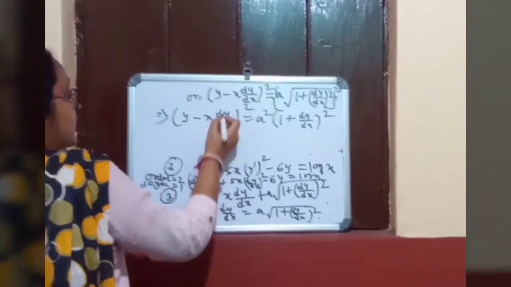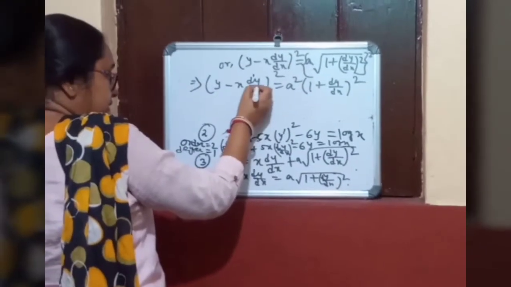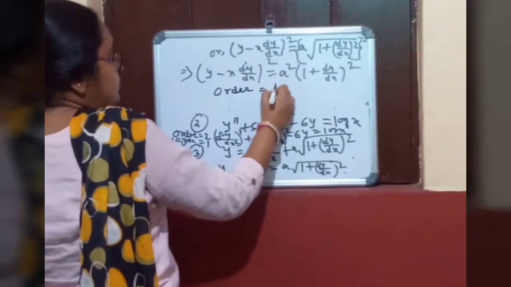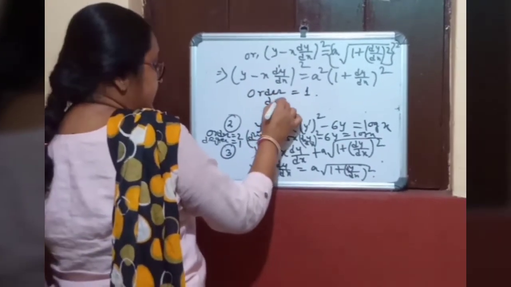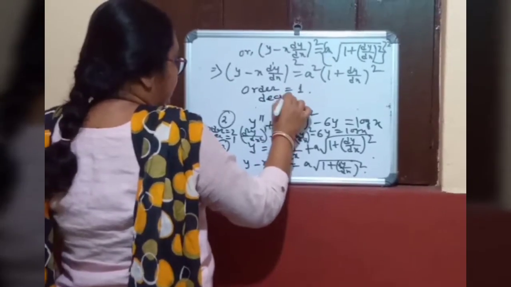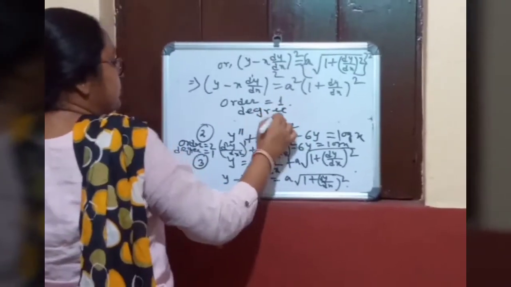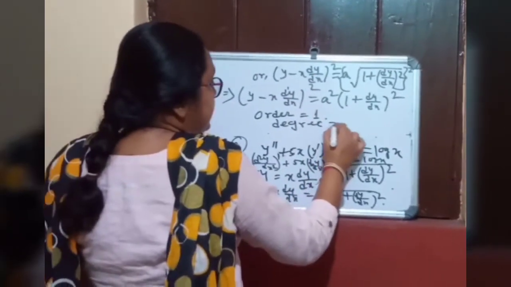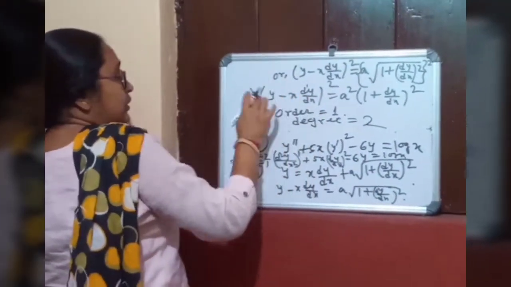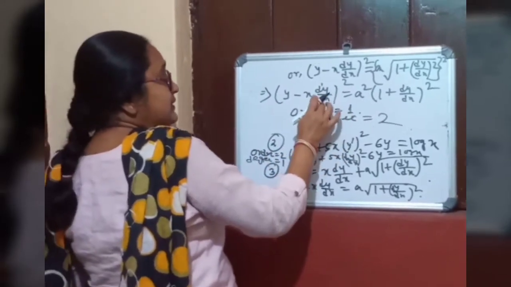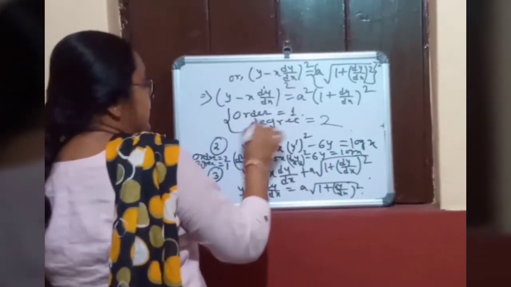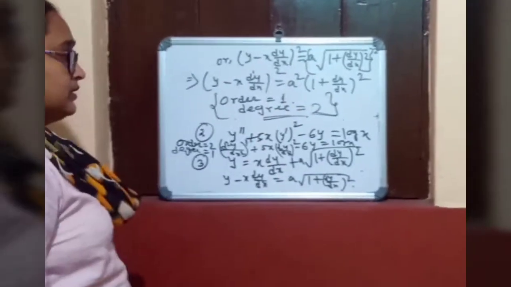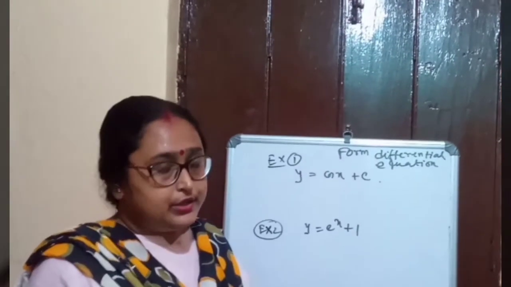Here the order is 1, that's why the order is 1. And what is the degree? Here the highest power is 2, that's why the degree is 2. This is (y − x dy/dx)² and then (dy/dx)². The order is 1 and the degree is 2. Okay, that's for differential equation.